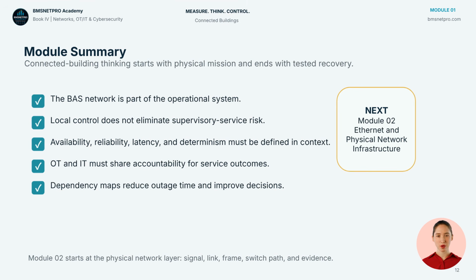Let us summarize Module 1. A BAS network is part of the operational system. Local control is important, but it does not eliminate the operational value of supervisory systems, alarms, histories, reports, and remote support. Availability, reliability, latency, and determinism must be defined in context. OT and IT must share accountability. Dependency maps reduce outage time and improve decisions. In Module 2, we move to Ethernet and physical network infrastructure, where we prove the signal, link, frame, and switch path before blaming the protocol.